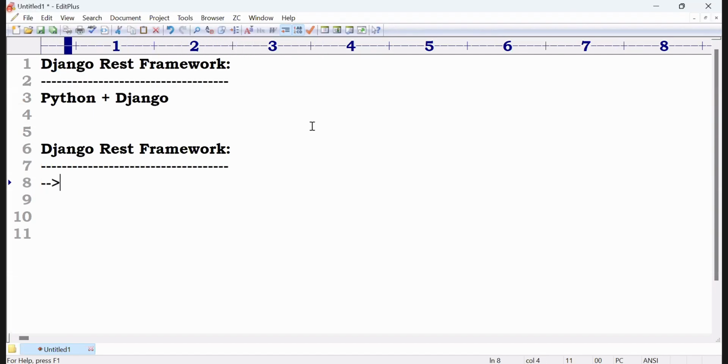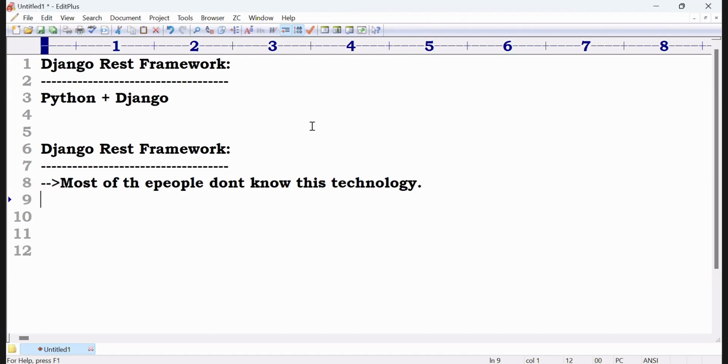First of all, so many people don't know about this REST API concept. Only everybody knows about Python Django, Python Django, Python Django only. People don't know about this technology. And if you ask anybody about REST API, everyone tells that it is a very difficult, complicated technology, not required for you, like that they are telling.